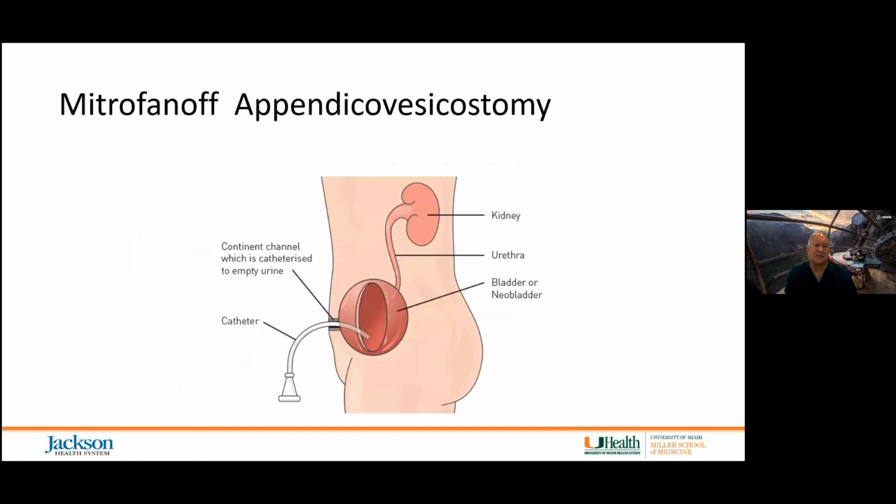Other options include the Mitrofanoff, and basically you're taking a portion of the appendix. You're basically providing a catheterizable stoma through what would have been the umbilicus, and instead you're leaving a flap there that closes as the bladder is filled, but then can easily be passed, a catheter can be passed through there to empty the bladder as you go through that.